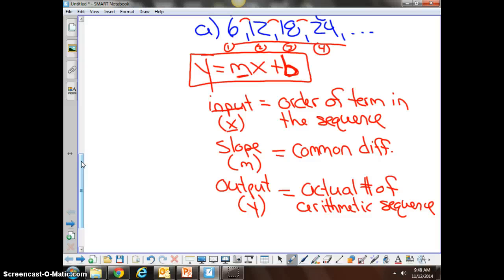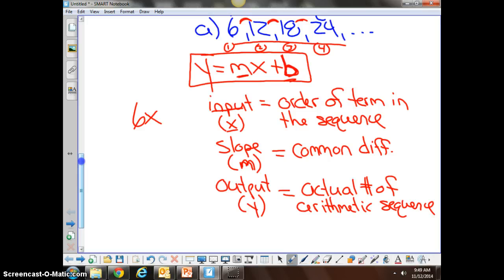So looking at letter A again, we have 6, 12, 18, and 24. We know our input is the order of the term in the sequence. So we're going to express this as x, because we don't really know what it's going to be because it can change. Remember, your inputs can be a whole bunch of different things. We know our m, our slope, is the common difference, and the common difference between all of these terms is 6. So we're going to go ahead and put a 6 here. I told you that there is no b, so you don't even have to express it, but you could use +0 if you would like.